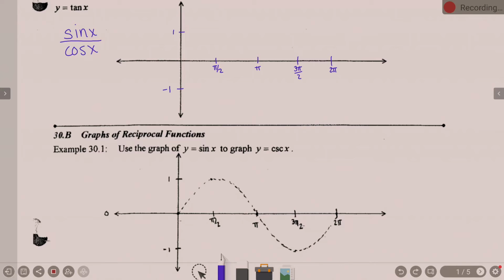Okay, so where are my zeros here for tangent? 0, pi, 2 pi. So my zeros happen at 0, pi, and 2 pi, because those are the places that sine touches the x-axis. And where are my asymptotes? Pi over 2, 3 pi over 2. Do me a favor and please draw all those in. Don't make me assume that they're there. Okay, draw those in. And then other than that, tangent is an increasing curve.